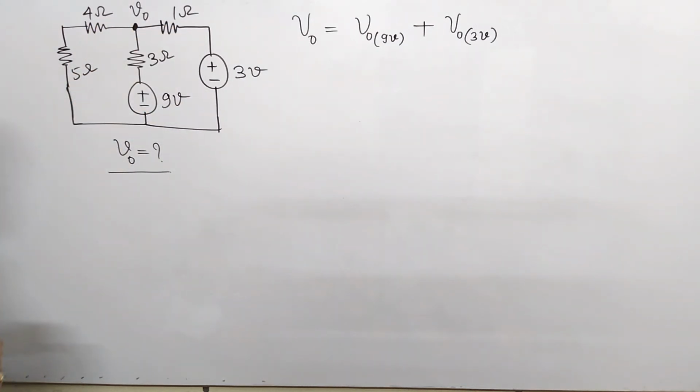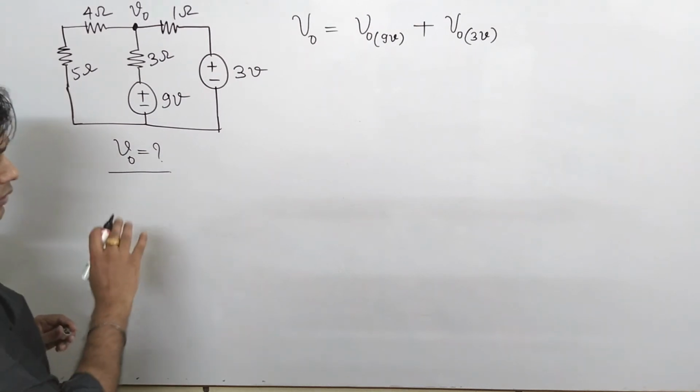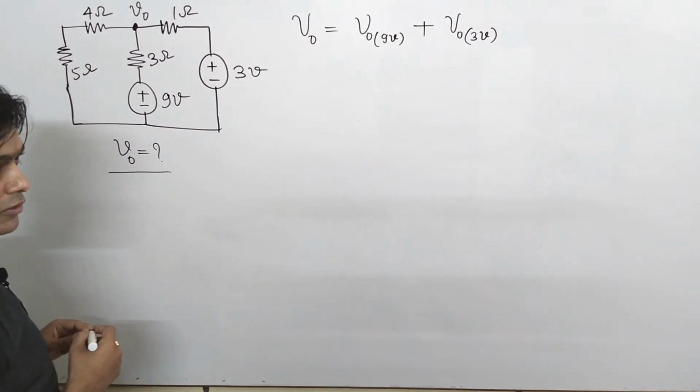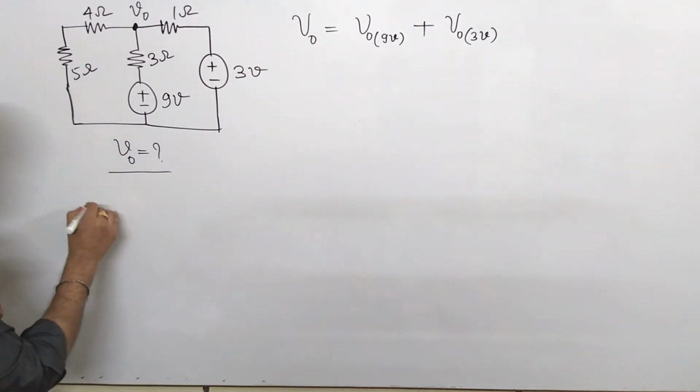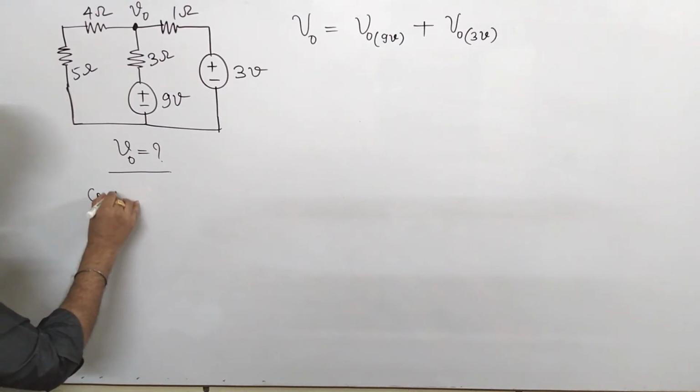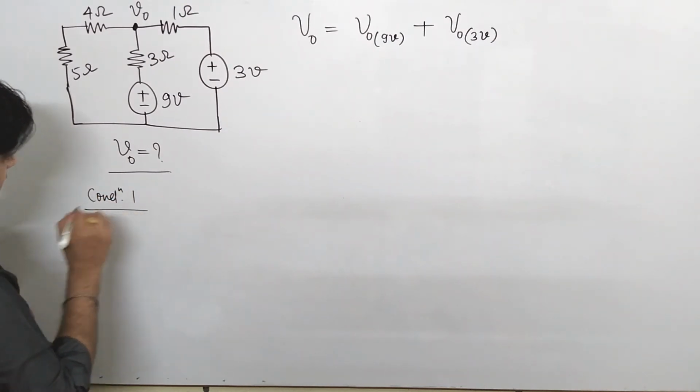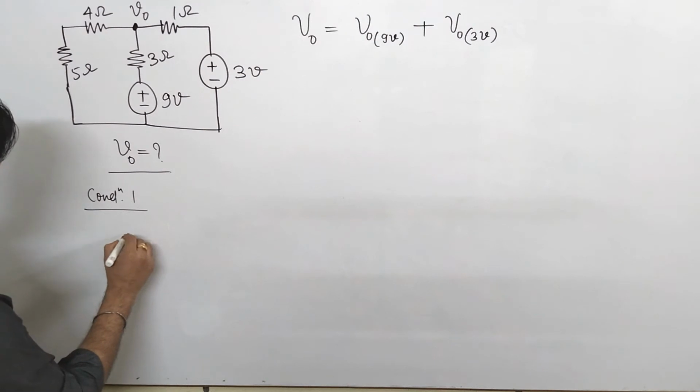One by one we will consider them. First we will consider the 9 volt source, so your other source will get short circuited, because it is a voltage source. Let us take condition 1. So how much is it?